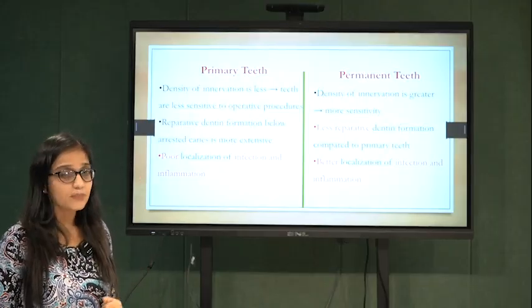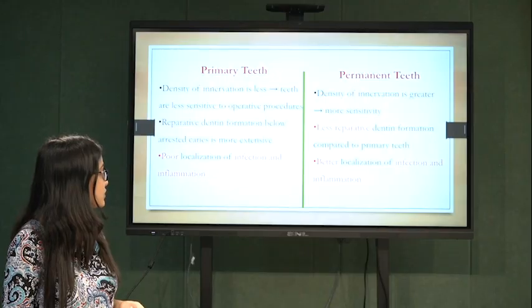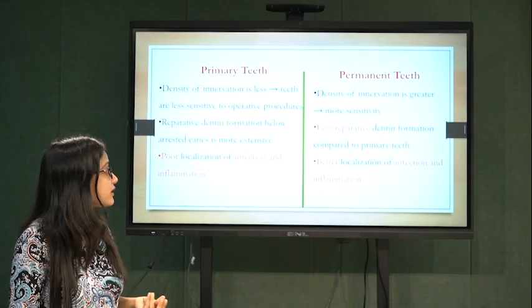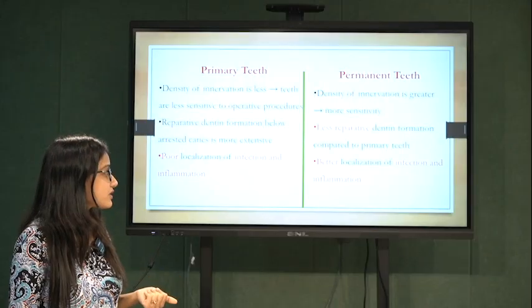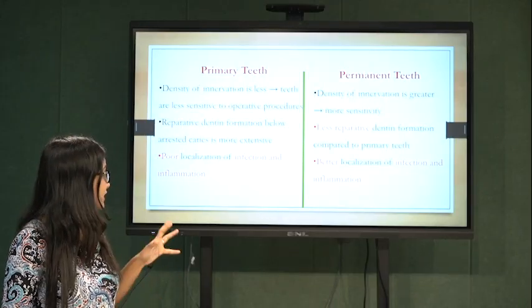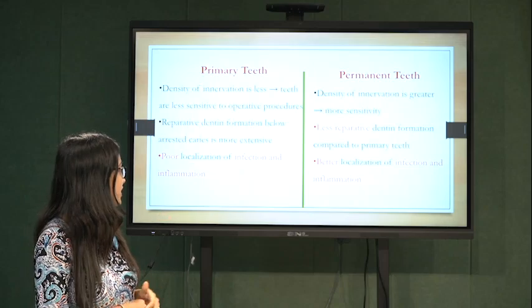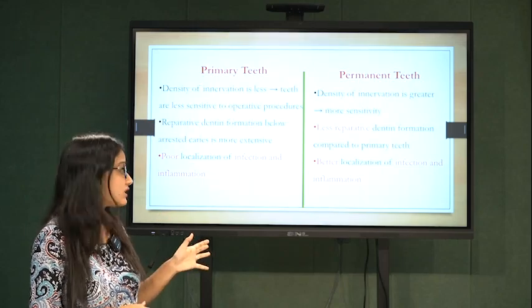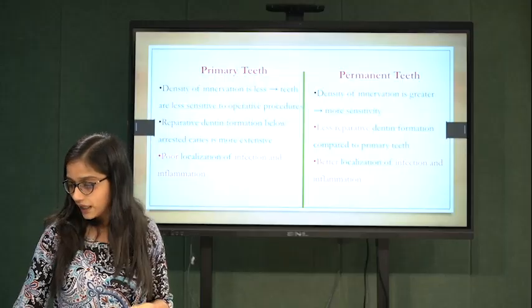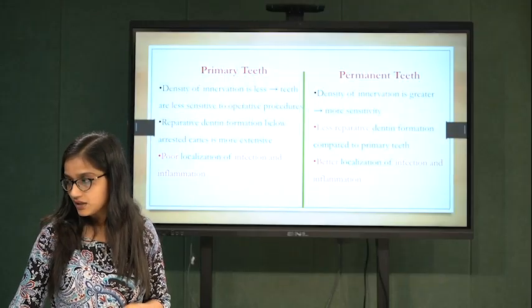Now, second is the reparative dentine formation, which is below the arrested caries, and is more extensive. And here in permanent teeth, there is less reparative dentine compared to the primary teeth. Then here there is poor localization of infection and inflammation in the primary teeth, and in permanent teeth, better localization of infection and inflammation is seen.